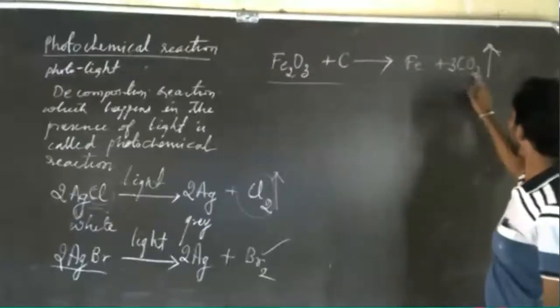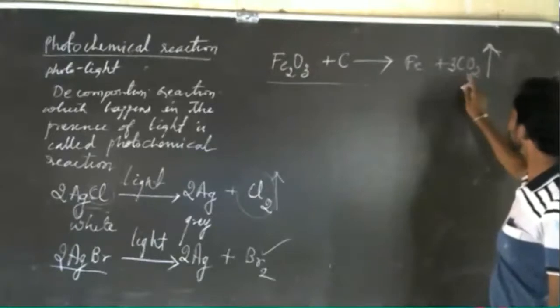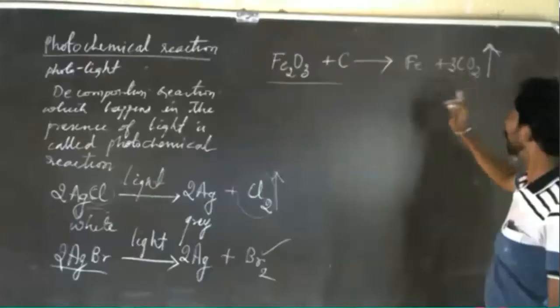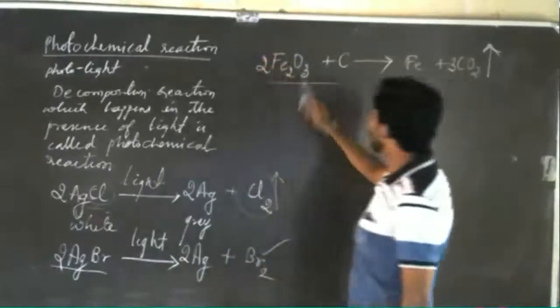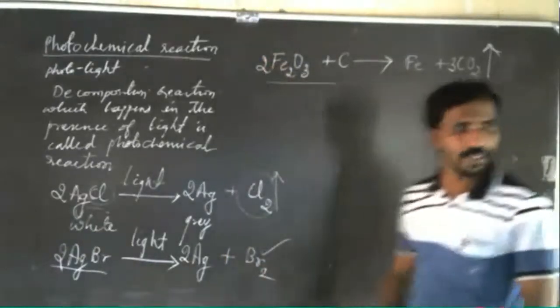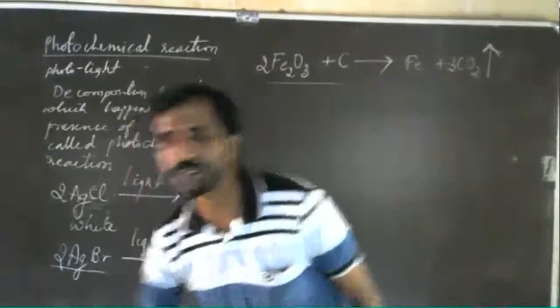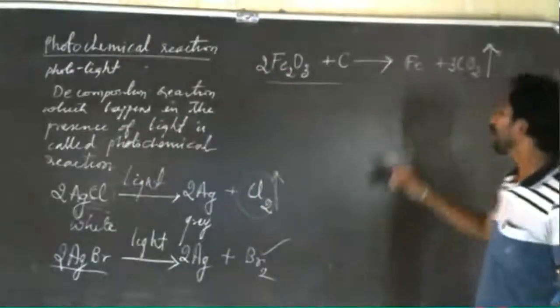Look here, 3 oxygen became 6 over here. Carbon 3 is there, oxygen became 6, so here if we multiply by 2, 2 times 3 is 6, oxygen became complete. So oxygen is already balanced now.